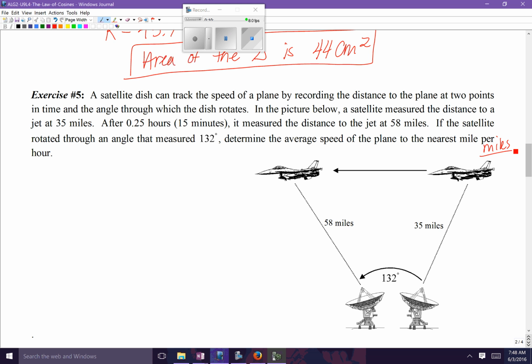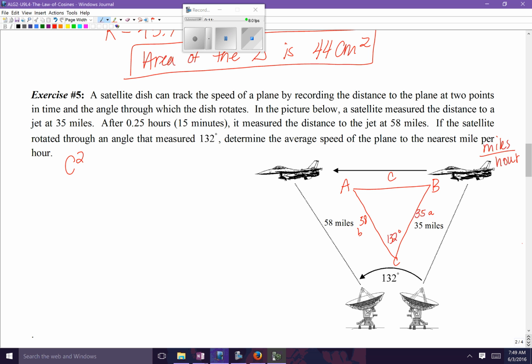All right, so let's talk about miles per hour. I need miles in the numerator and an hour value in the denominator. Well, I have to figure out how many miles they traveled. So again, I have a triangle. I have 132 degrees down here. This side is going to be 58. This side is obviously going to be 35. And I'm looking for this value right here. Actually, I'm not going to use X, I'm going to use C. So this is big C, angle A, B, this is little b, little a.